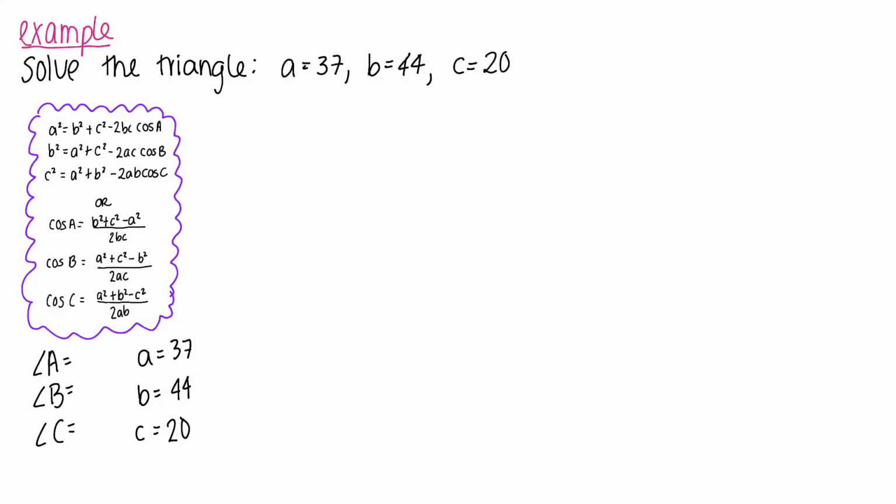So let's go ahead and start. We really have our choice on which angle we start with. I feel like it makes the most sense to start with angle A. So we're going to find angle A, and we're going to use that formula cosine A is equal to B squared plus C squared minus A squared all over 2BC.